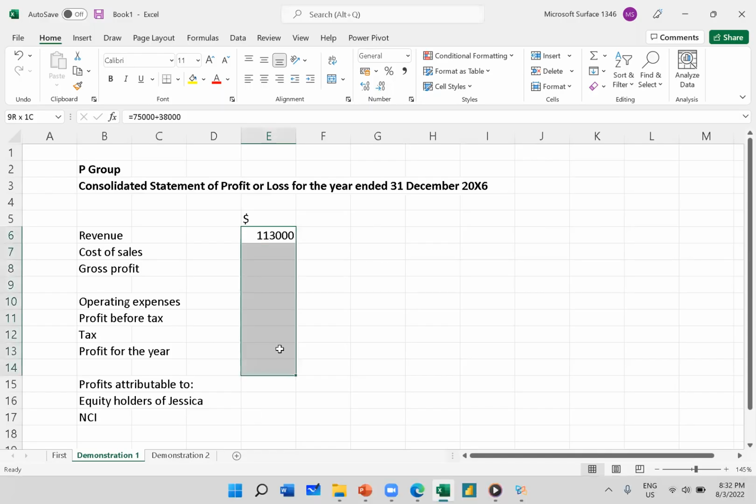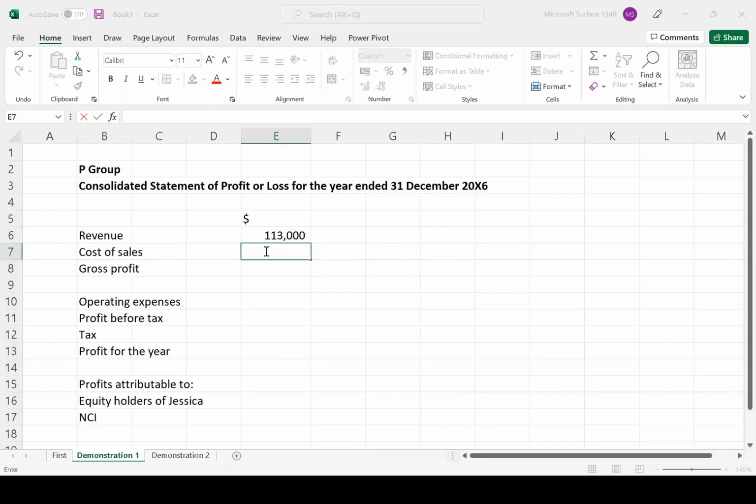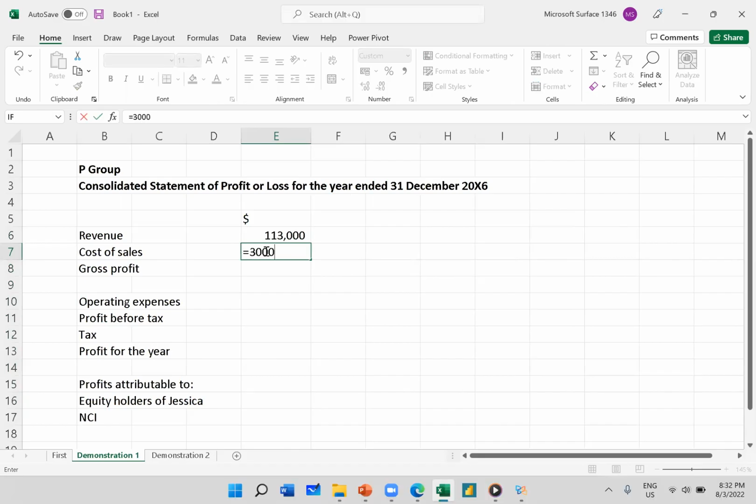To make this clearer, I'm going to format this. Don't need the decimal. I have a comma there. The cost of sales, what was that again? 30 and 20. In the exam, you can put brackets there to show that this is a negative figure, or that you will have to deduct it from the revenue. But I'm using Excel, so I'm going to avoid that for now.